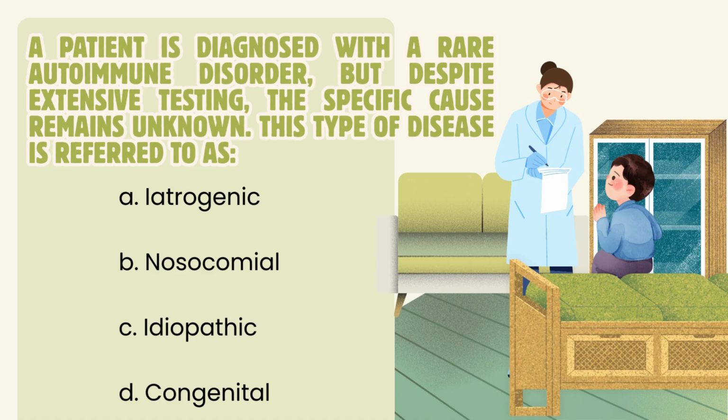A patient is diagnosed with a rare autoimmune disorder, but despite extensive testing, the specific cause remains unknown. This type of disease is referred to as A. Iatrogenic. B. Nosocomial. C. Idiopathic. D. Congenital. 5 seconds.